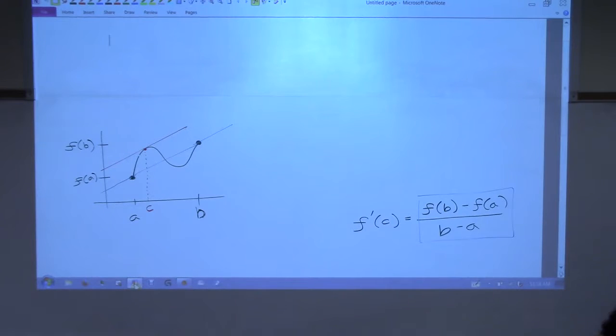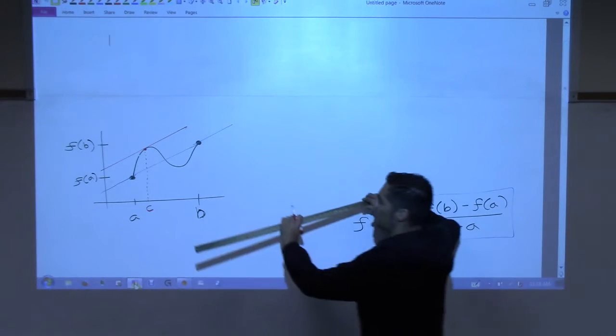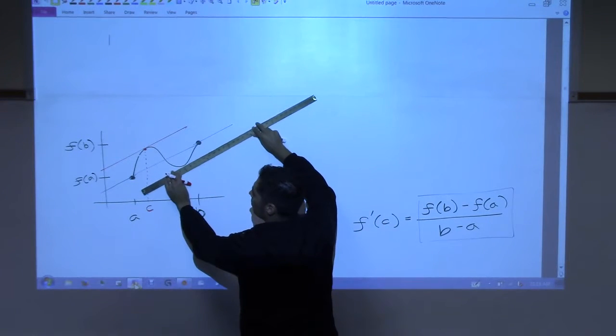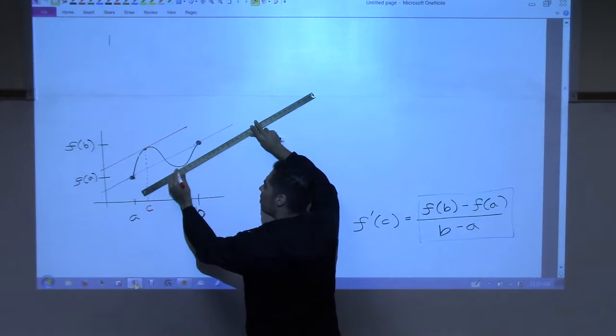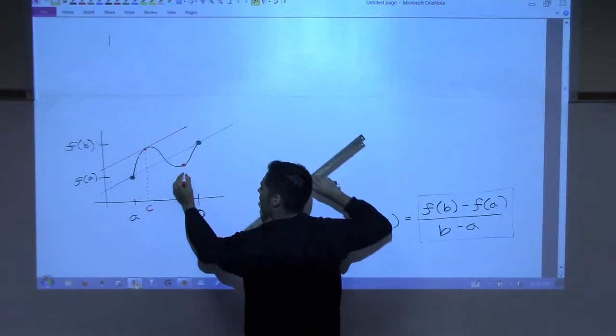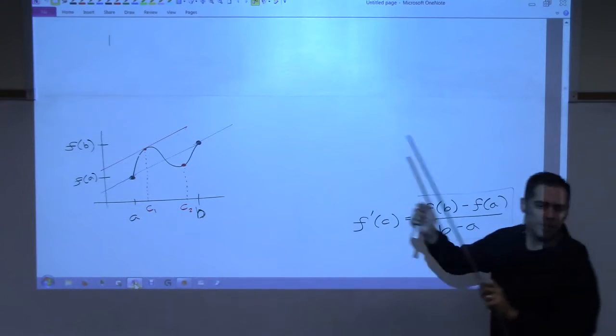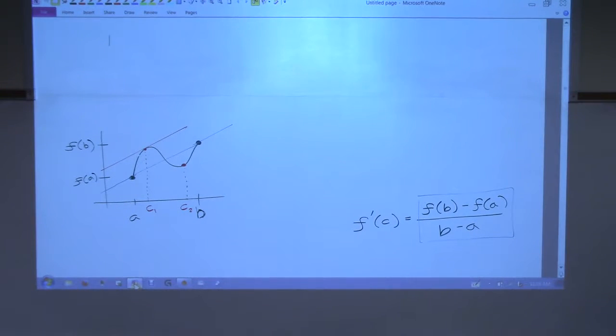Now, in this picture, is there more than one? Yes. It looks like there's another one, somewhere around there, right? There'd be another one. So maybe I call this one c1 and c2. There's two c's that do it. Make sense? That's the mean value theorem.